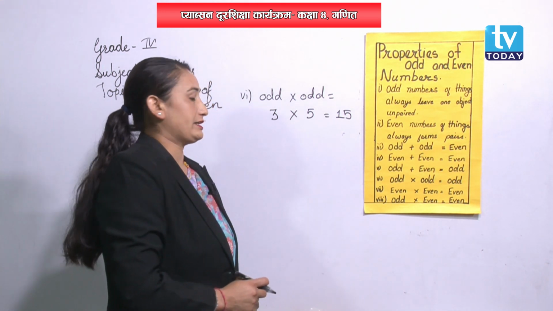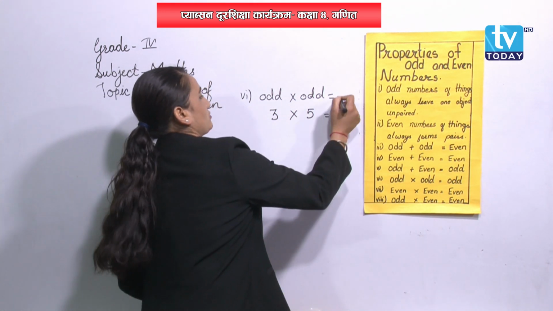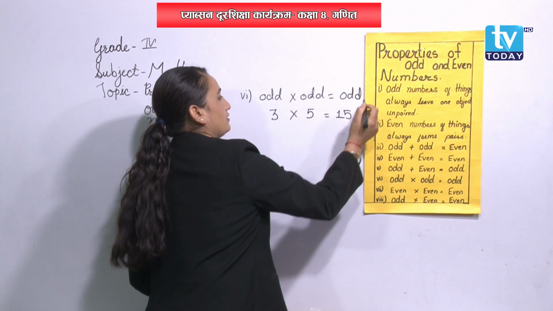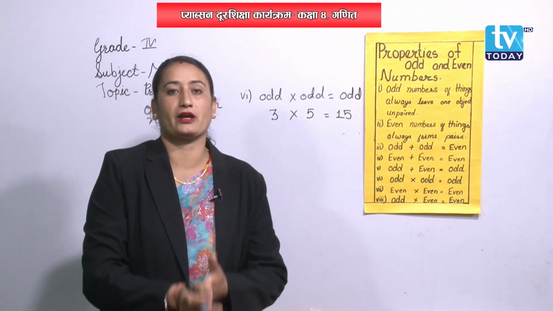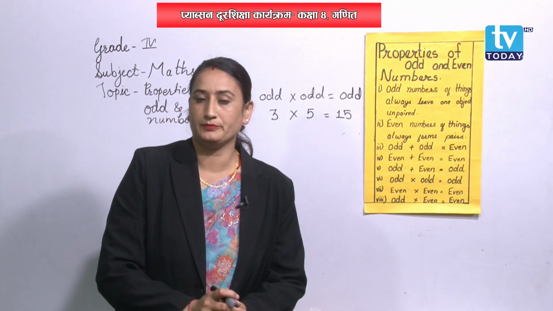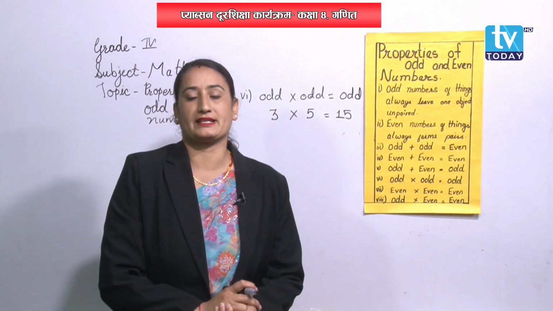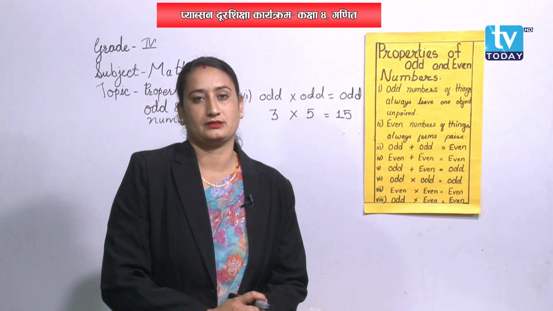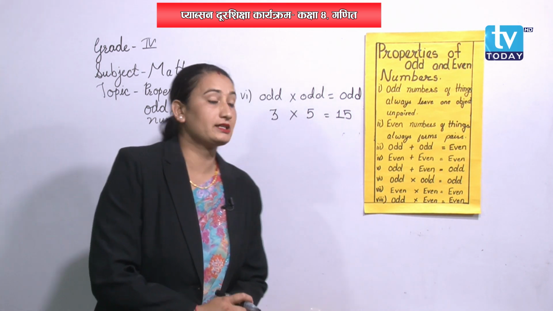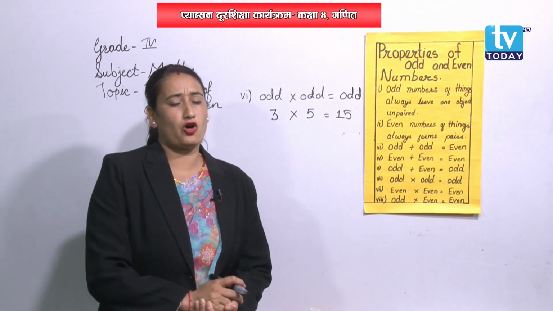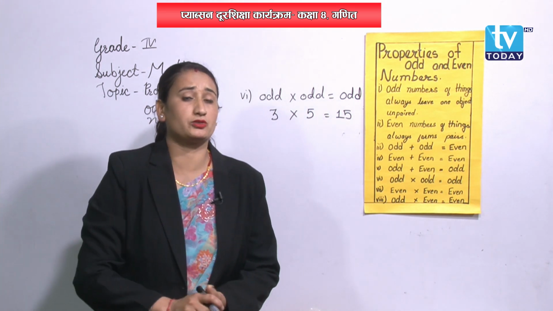Okay, 15 is an odd number. So can you tell me, if we multiply an odd and an odd number, then obviously we will get an odd number as the product, right? So can we write it? Odd times odd is odd. Let's check with another question also.